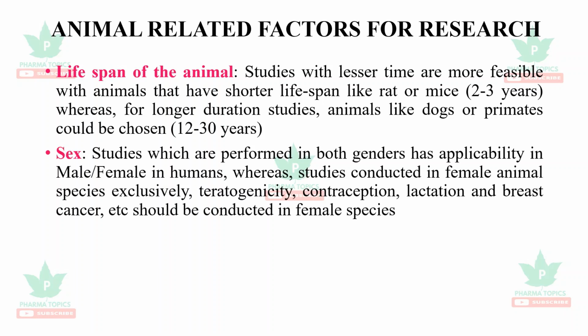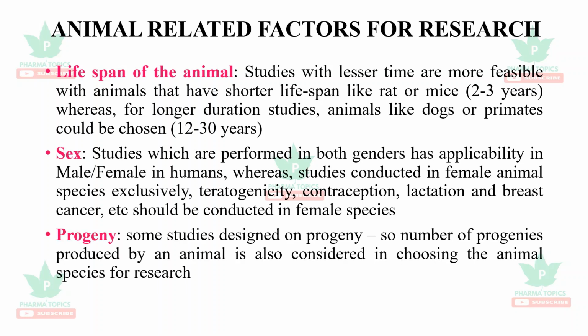Gender. Studies which are performed in both genders have applicability in male and female in humans, whereas studies conducted in female animal species exclusively, such as teratogenicity, contraception, lactation, and breast cancer, should be conducted in the same female species. Progeny. Some studies are designed on the progeny. So the number of progenies produced by an animal is also considered in choosing the animal species for research. That is the number of next generations.